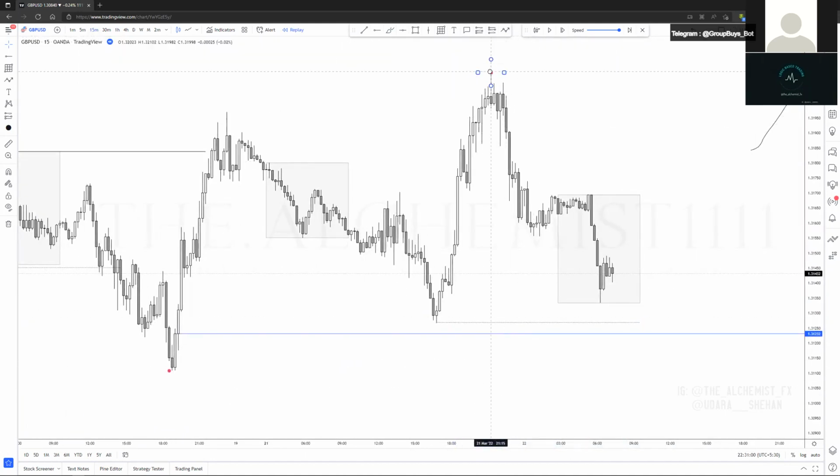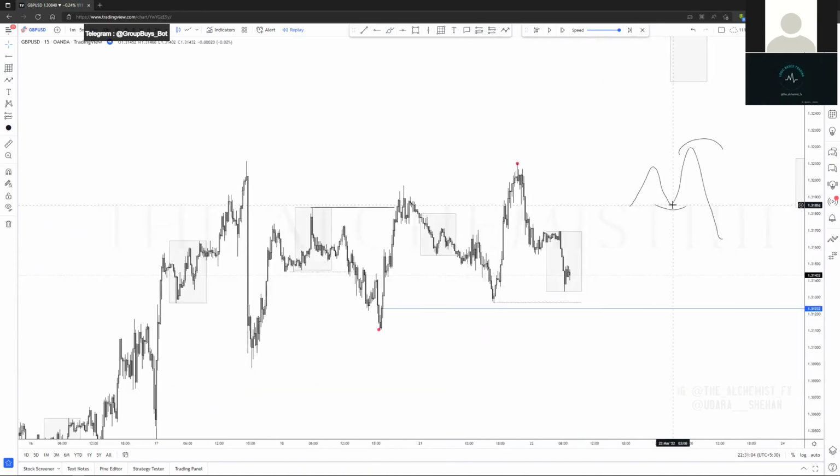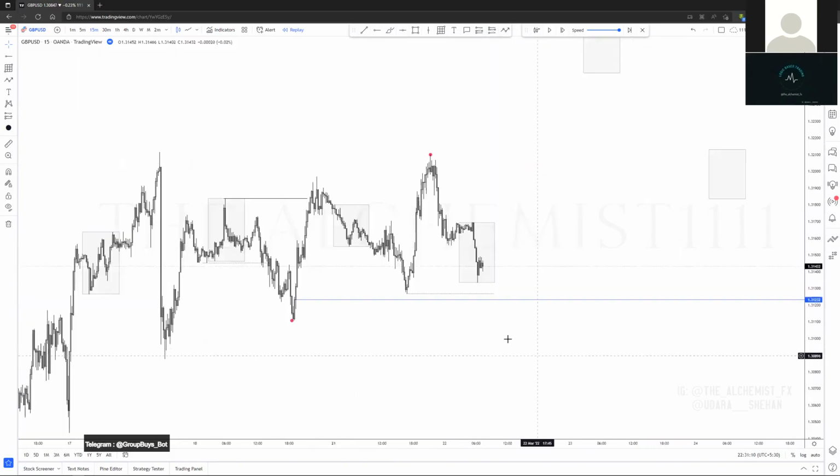Now one thing is we know that this is the inducement, that structure inducement, right? Now everyone will think this is the higher low. They will buy it with their stop loss here. That is one thing. And also this right here was a strong low.